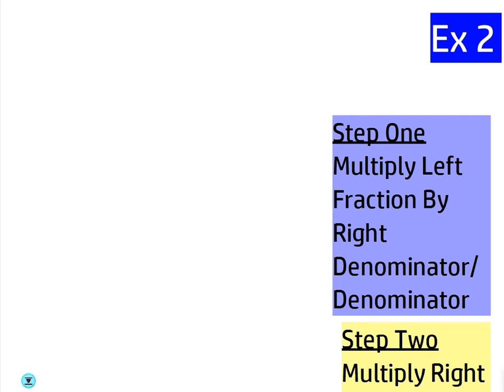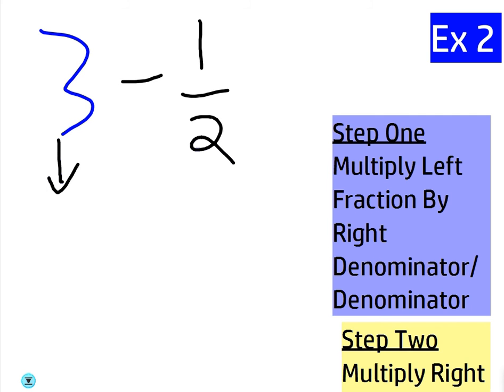Next question. What happens if you have a whole number? So let's say we have 3 minus, let's just do a half. This one's pretty obvious, right? I mean, you could probably figure this one out. But if you have a whole number, what should you do with it? Put it over 1.